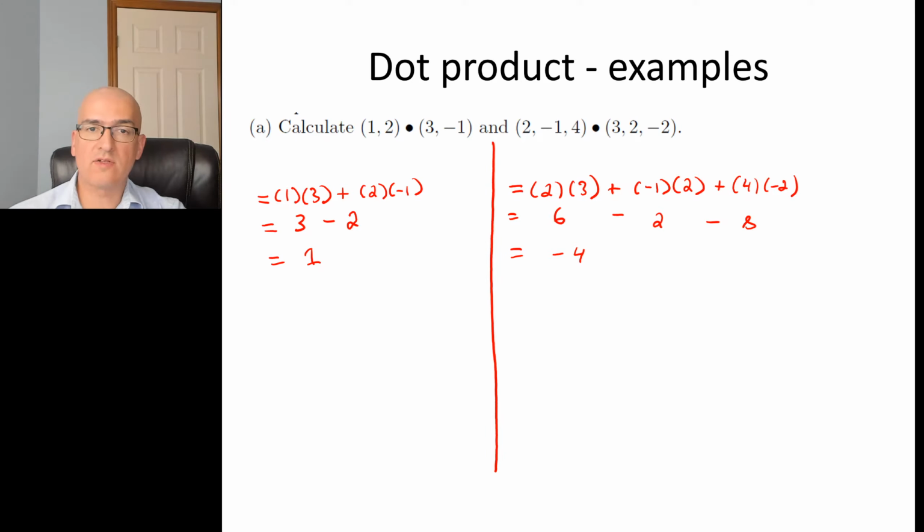Notice that the dot product operation can output positive numbers, it can also output negative numbers, and the dot product operation can output 0. We'll interpret the dot product in a moment.